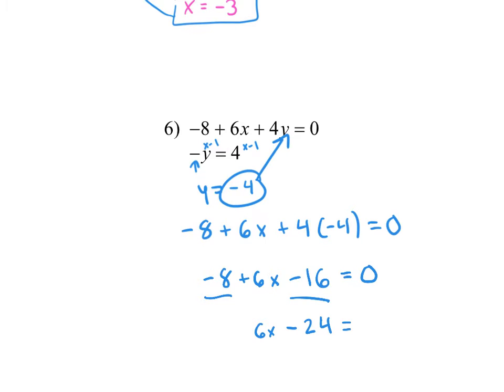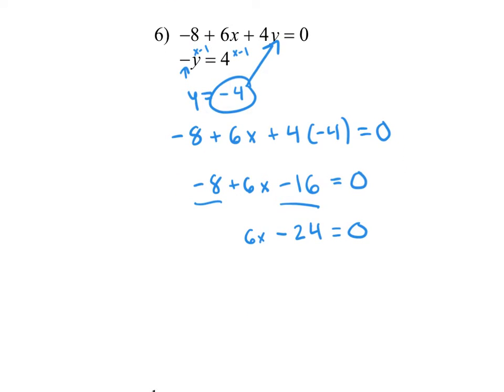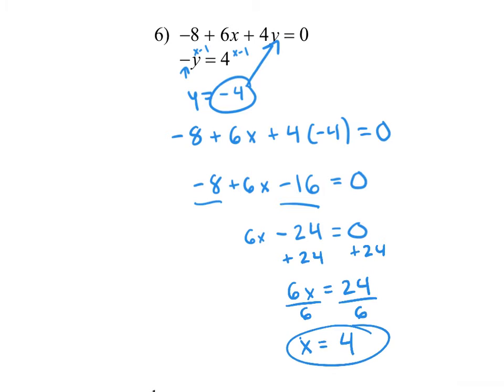So 6x minus 24 is equal to 0. What do we do next? Add 24. Perfect. 6x is equal to 24. What's next? Divide by 6. X is equal, what's 24 divided by 6? 4. So x is equal to 4.